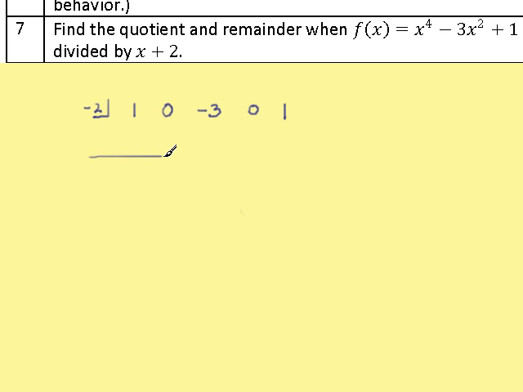All right, put a line, bring down the 1, and start multiplying. Minus 2 times 1 is minus 2. Add, we get minus 2. Okay, keep multiplying. Here we get plus 4. Add, and we get a 1. Multiply again, we have minus 2. Add, and we have minus 2. Multiply again, and we have 4. Add, and we have 5. So that's our remainder.